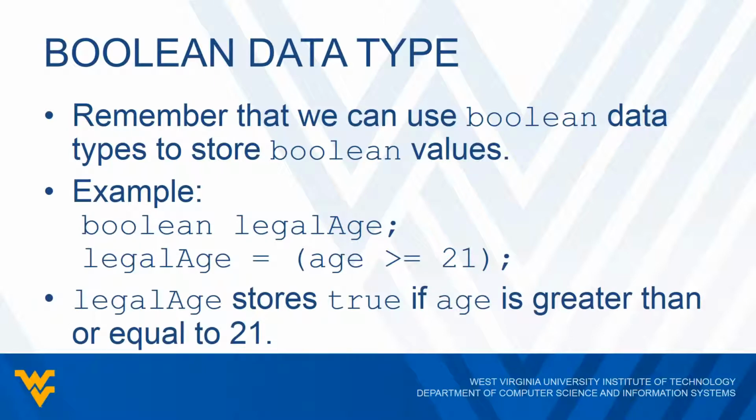What this is saying is, if the value of age is greater than or equal to 21, that's going to evaluate to true, and that's going to be stored in legalAge. So legalAge would store true. Now, if age is strictly less than 21, then age greater than or equal to 21 is going to evaluate to false, and we store false in legalAge.